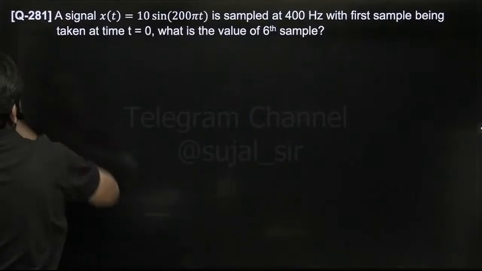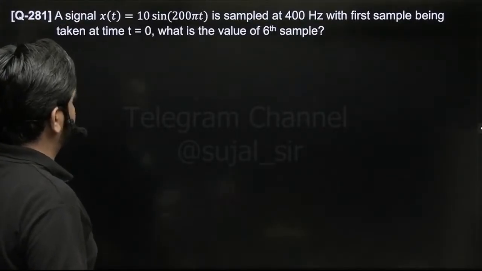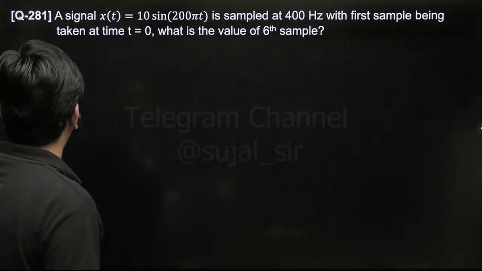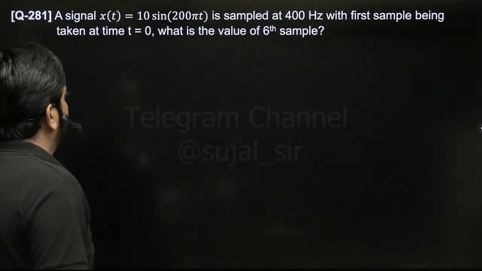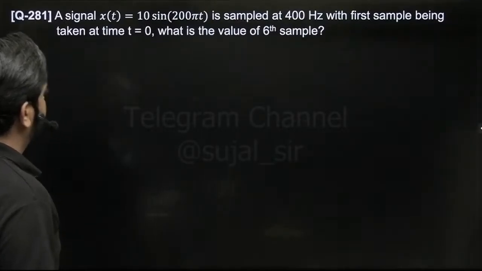Now next: a signal x of t equals 10 sin 200 pi t is sampled at 400 hertz, with the first sample being taken at t equal to 0. What is the value of the sixth sample?